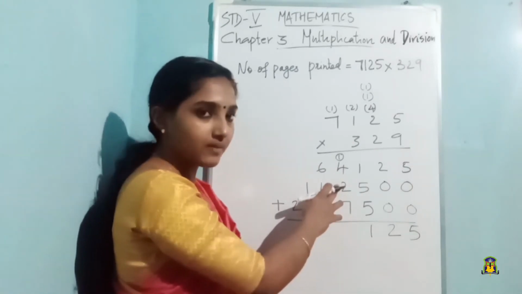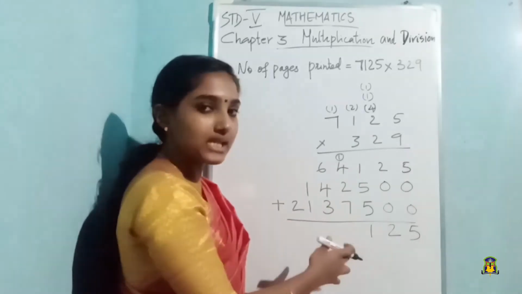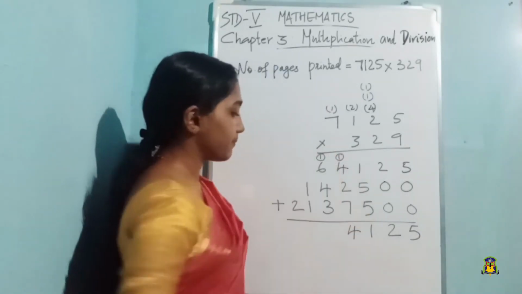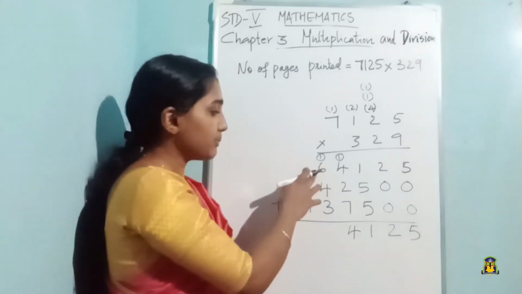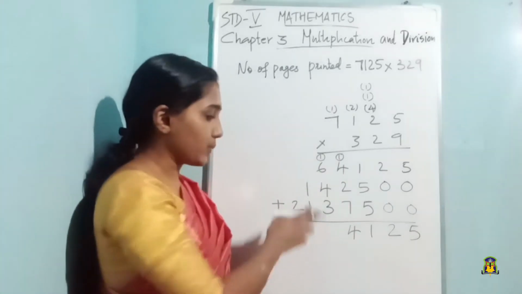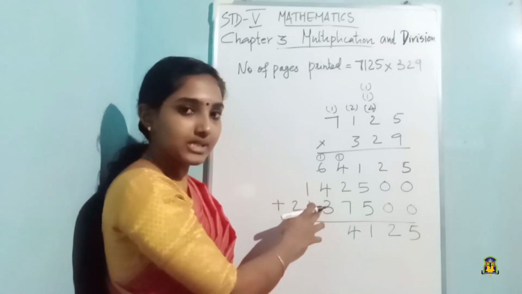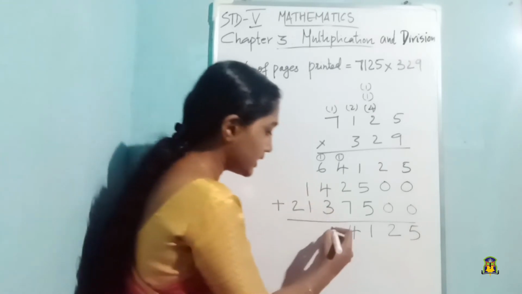5 plus 2 gives 7. 7 plus 7 gives 14. So it is 1 here, carried. 1 plus 6. 1 plus 6 is 7. 7 plus 4 is 11. 11 plus 3 gives 14.